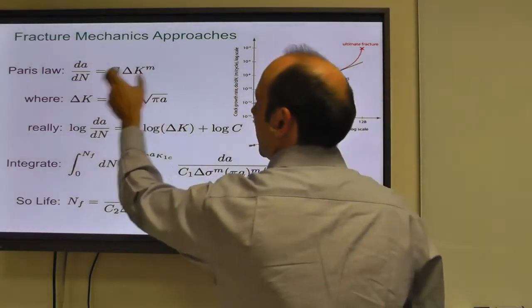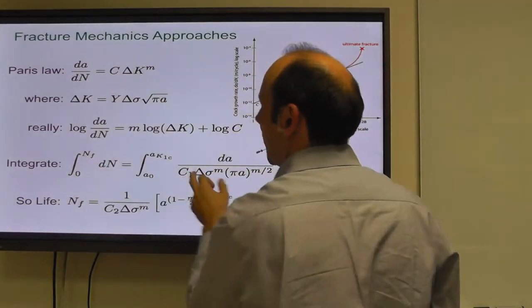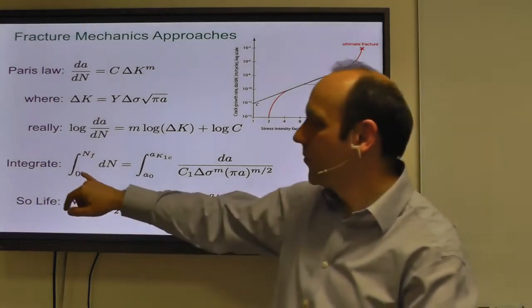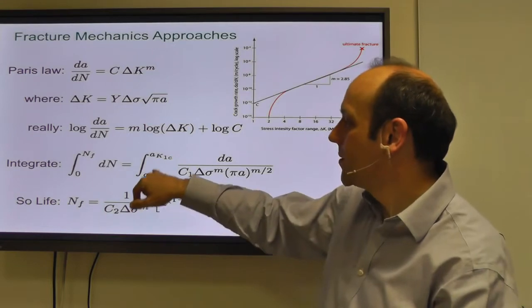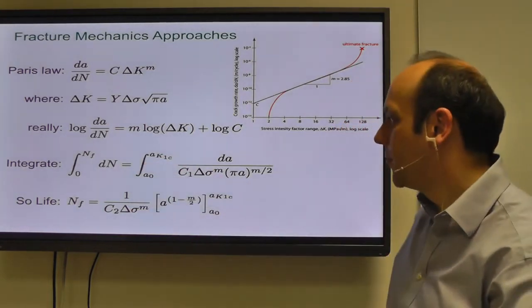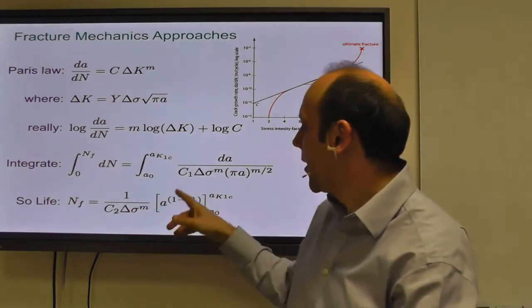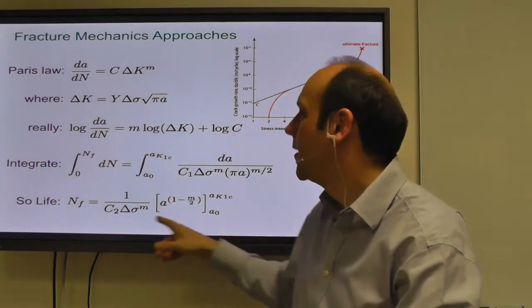If we take that down there and up there, we can then integrate from a life from our first cycle to our cyclic life N_F, from our initial crack size to our crack size for final failure, and that would give us, when we then integrate, a final life.